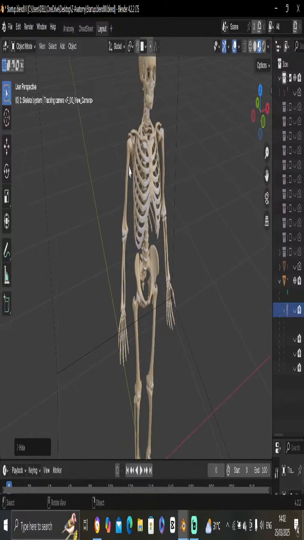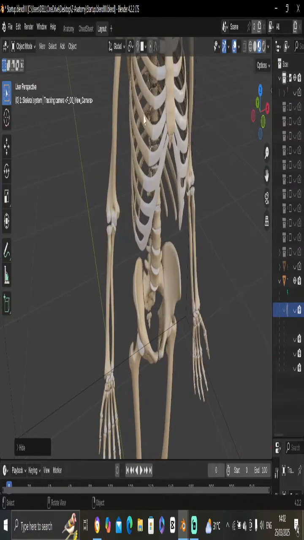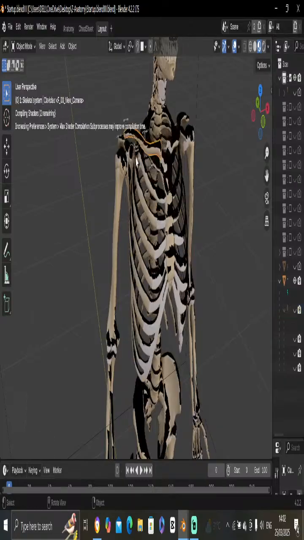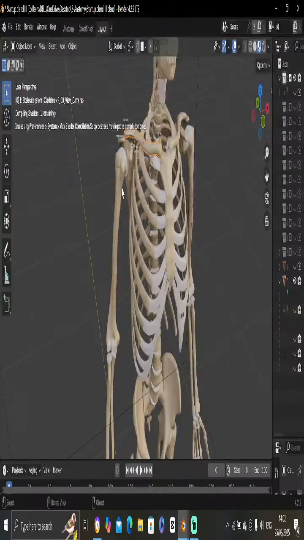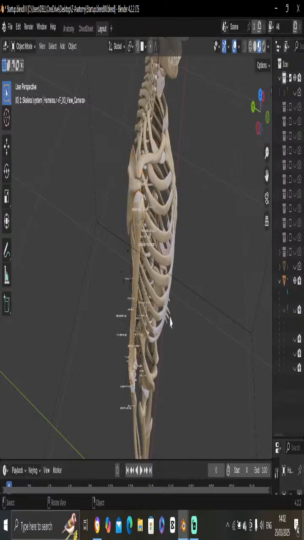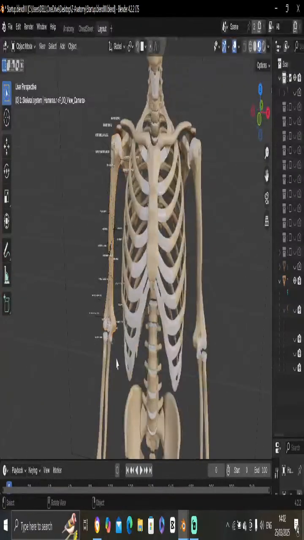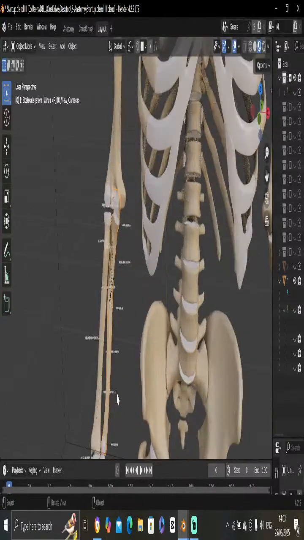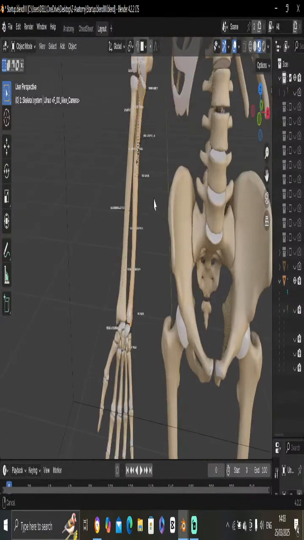So there are 32 bones in total in the upper limb. We'll start from the clavicle. Then from the clavicle we'll move to the scapula. From the scapula we'll talk about the humerus. From the humerus we'll talk about the bones in the forearm, that is the radius and the ulna. Then we'll talk about the carpal bones, those are the bones that make up the wrist.